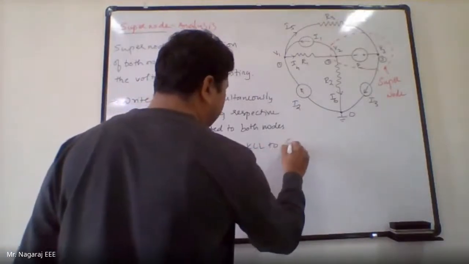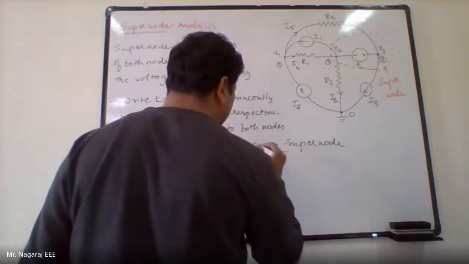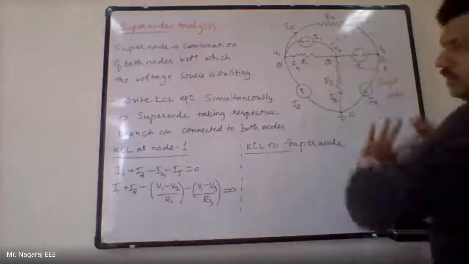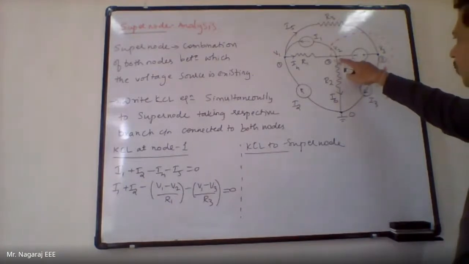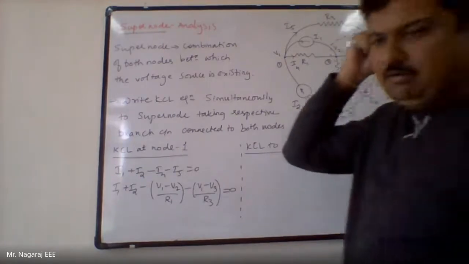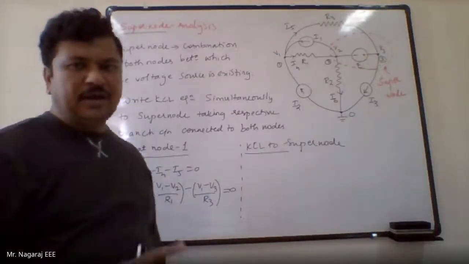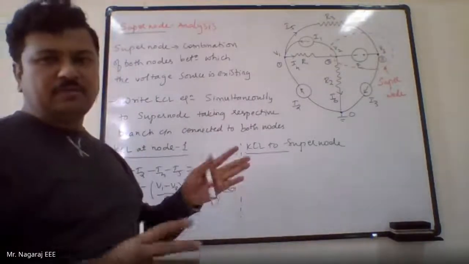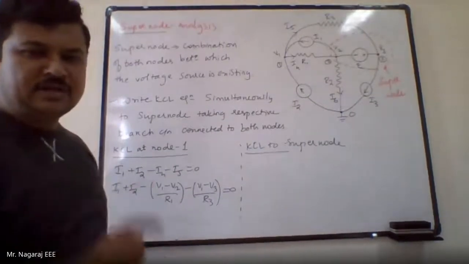Now second, KCL to supernode. When I take a supernode, I am combining these two nodes into one. I will be writing the KCL equation for node 2 and node 3 simultaneously in one equation, and I will get only one equation for both node 2 and node 3. Now there is no difference between node 2 and node 3. I have combined it as one. That itself is known as supernode.